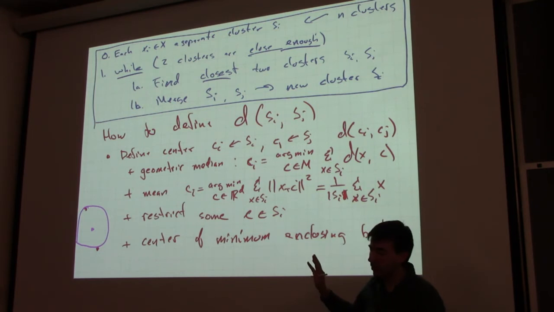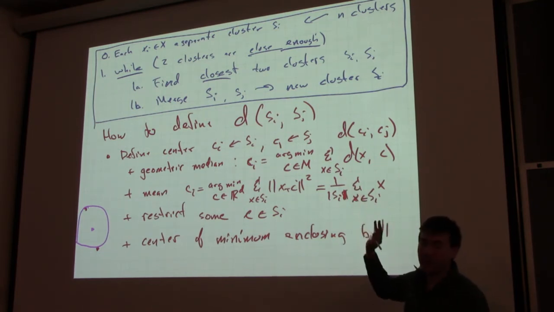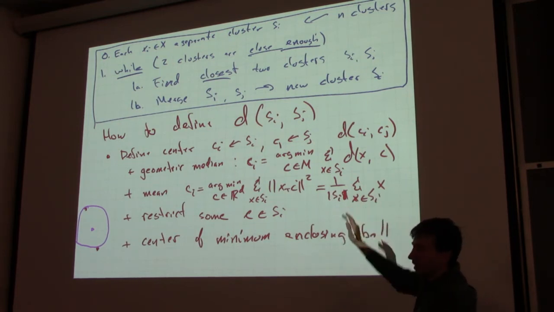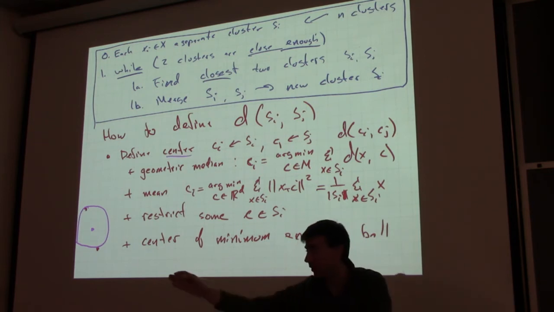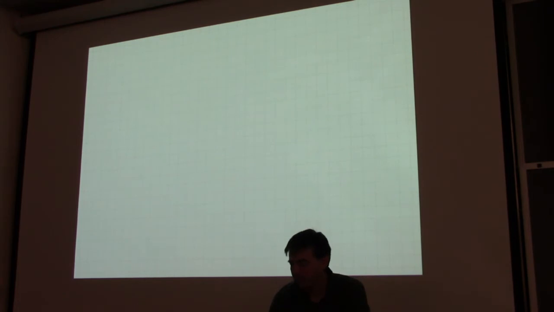Okay, but these are not the only ways to define the distance between two clusters. There are other entirely different ways which don't involve using a center. Sometimes it's a mess to define a center, so I don't want to define it. You could just use the distance between the closest points. So this is another good one.